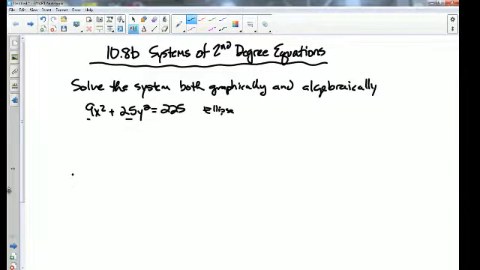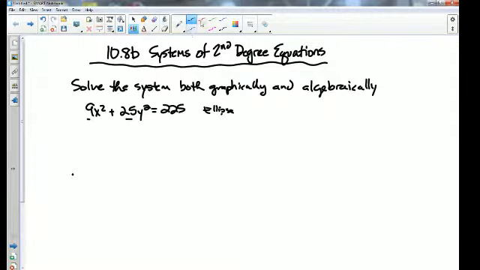Okay. See the numbers in front? Yep. That makes it not a circle. If it was a circle, how would it look? The same number. What if they were the same number, like 9x squared plus 9y squared?